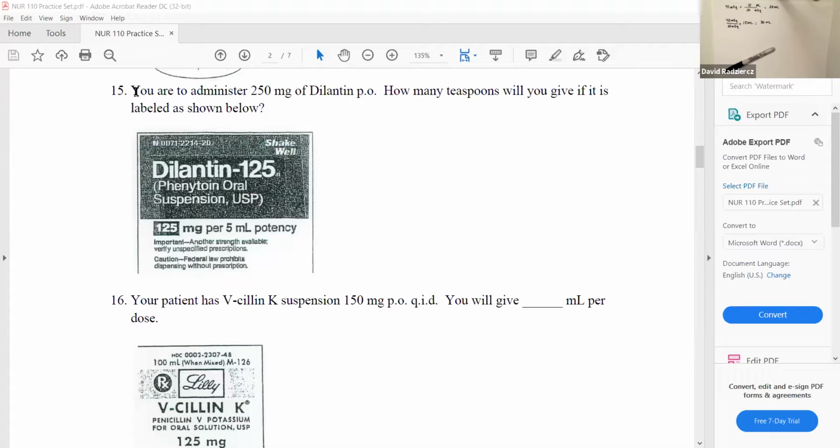Okay, so let's do this last question here. It says you administer 250 milligrams Dilantin by mouth. How many teaspoons will you give if it's labeled as shown below? The number one reason this question is missed is because a lot of times students will answer and give it in milliliters and not give it in teaspoons. So make sure, again, you're reading the question and answering it. And also, just because you see the Dilantin question later on doesn't mean it is always the teaspoon question. So just make sure you pay attention to what the question is asking for.